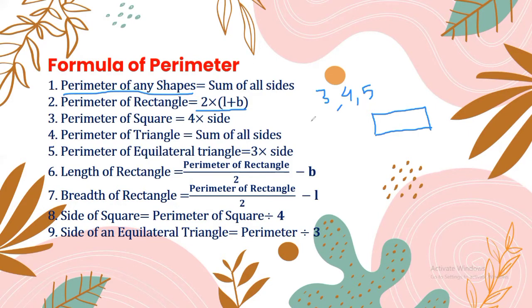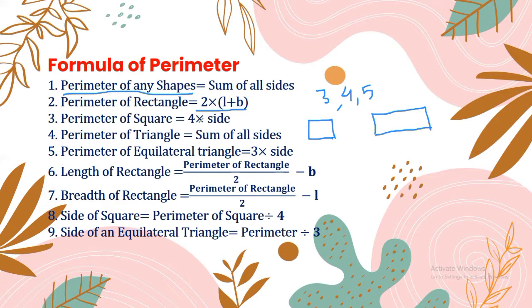Perimeter of a square. What is a square? A square is a figure in which all four sides are equal in length. This is the square. So you can say all these sides are equal. So you can find the perimeter of a square as 4 multiply side.